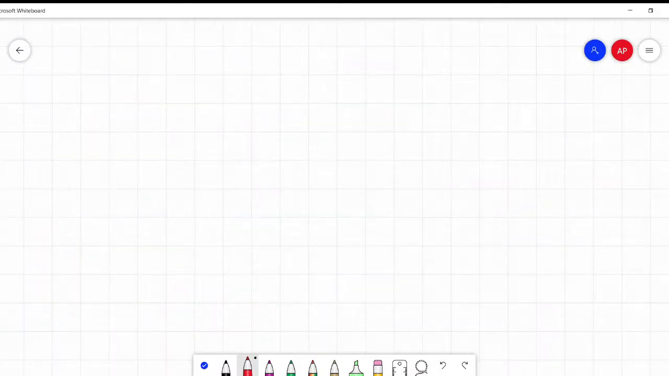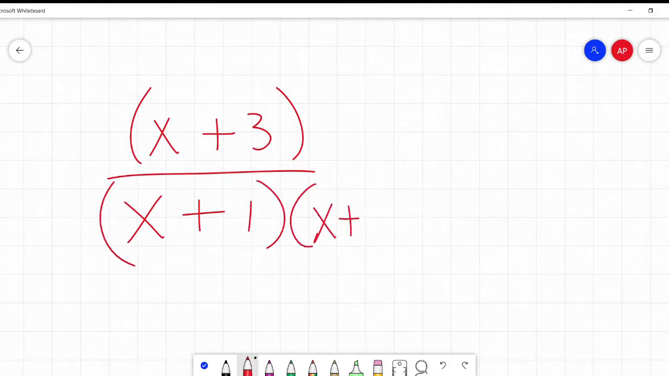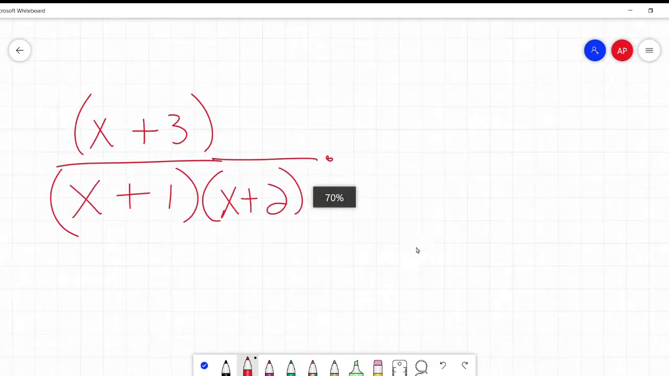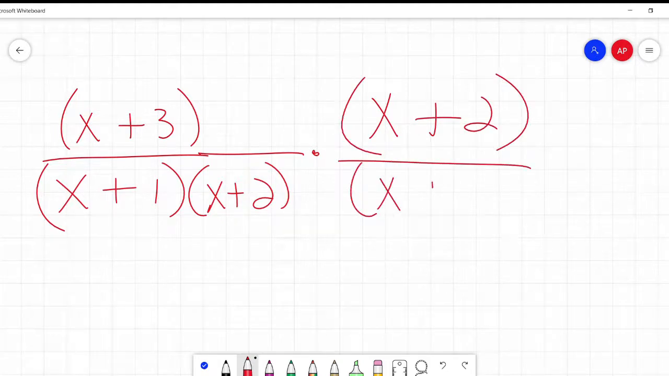So very quickly, they're going to do something like this. They're going to say x plus 3 over x plus 1, times x plus 2, times x plus 2 over x plus 3.